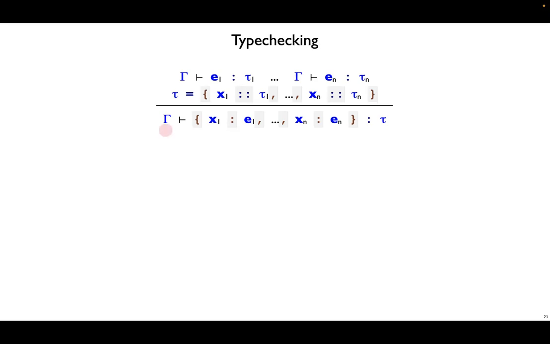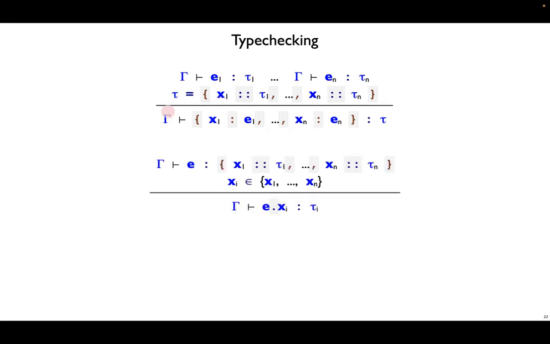Inside of some type environment, we can conclude that a record here has type tau if we can show on the top that every expression inside the record, from en up to e1, those each have types tau1 to tau n. And then once we do that, we build up the overall type tau by matching up each of the field names with those types. The typing rule for a record get says that e.xi has type tau i if e has a record type going from x1 to xn, and xi is one of those names. If it is, then the overall type is the matching type, tau i.